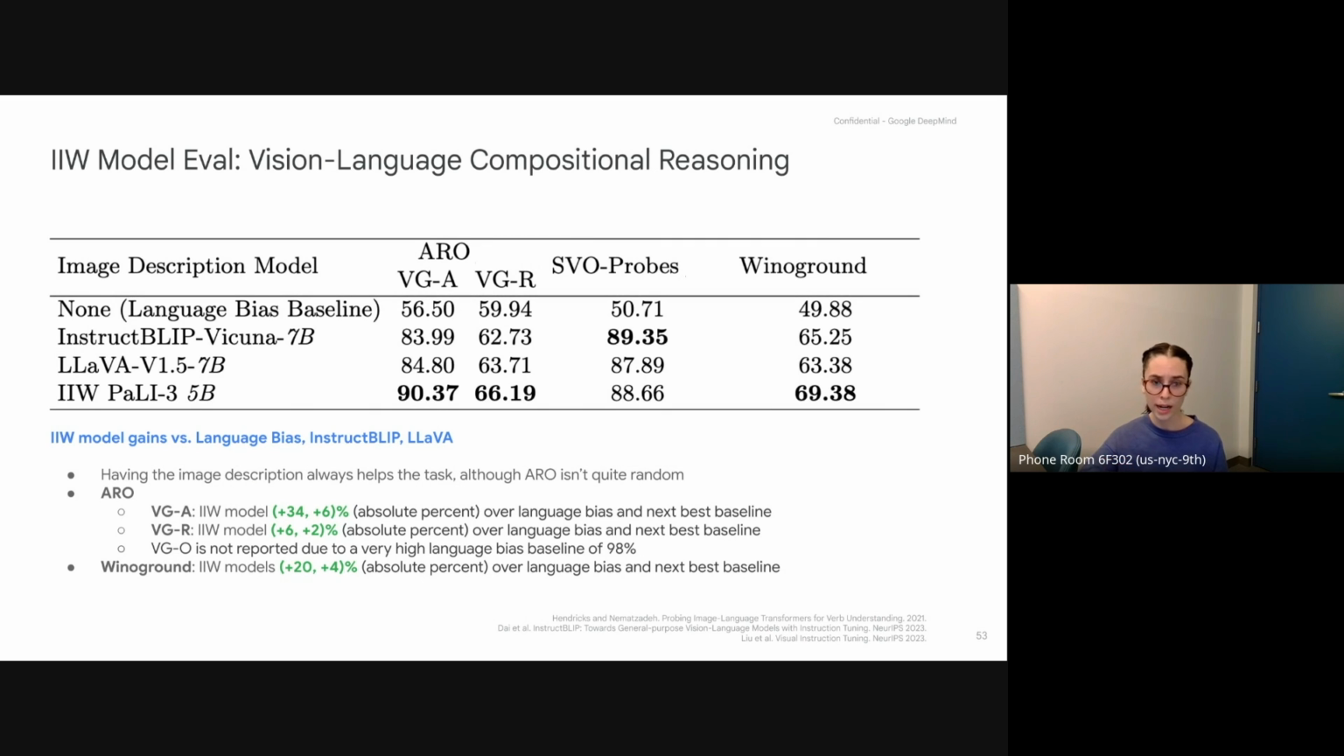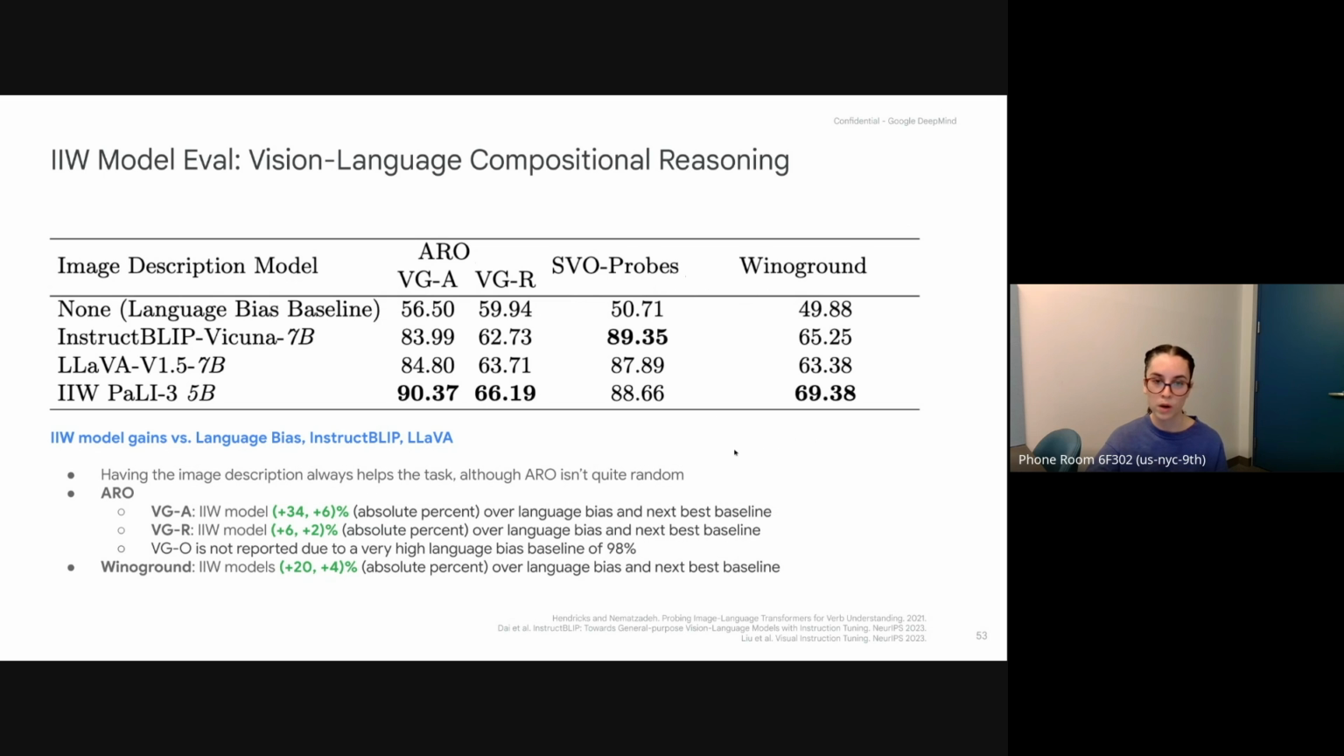On Arrow, we get as much as 6 absolute % improvement over Lava on the attribute subset, 2% boosts on the relation subset, and then on Winoground, we also see slightly over 4% improvements. Again, that's absolute % improvement on accuracy, so it'd probably be higher for the relative computation.